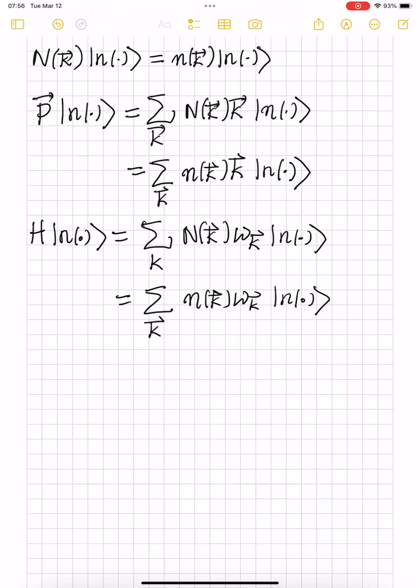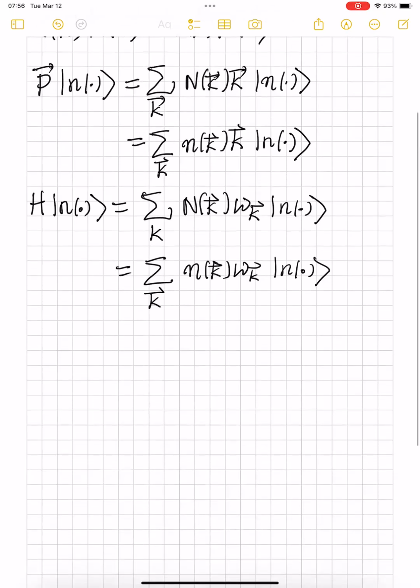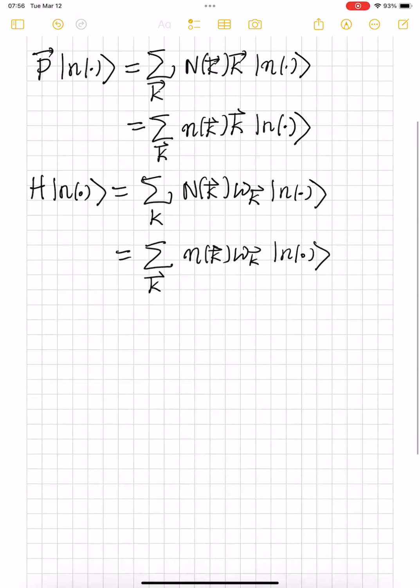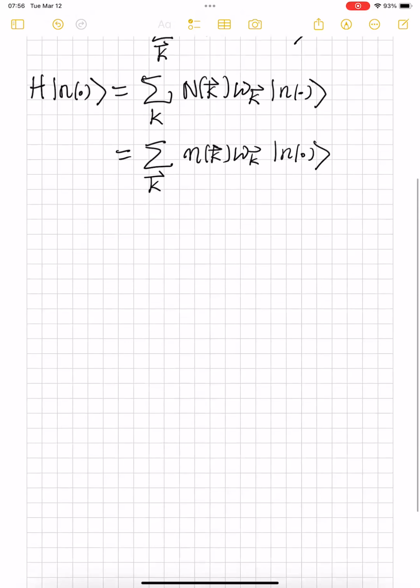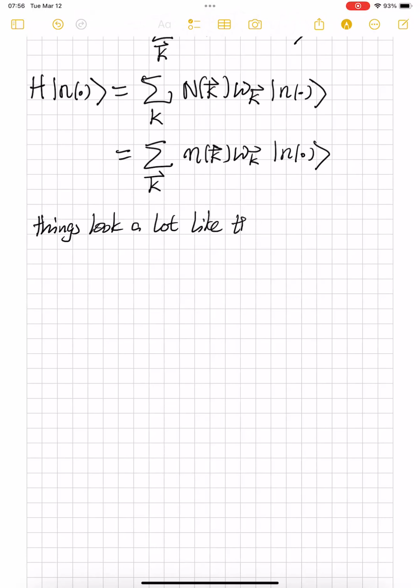And now I want to point out what looks like a formal analogy, and we're going to explore it a little bit because we'll see there's actually a lot of depth here. There's a lot of things to understand. And my observation is that things look a lot like the harmonic oscillator.